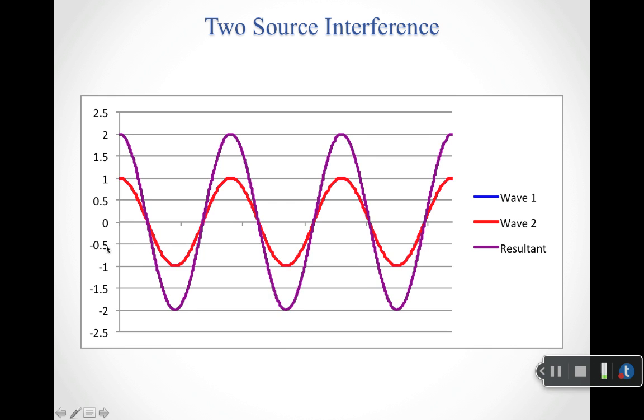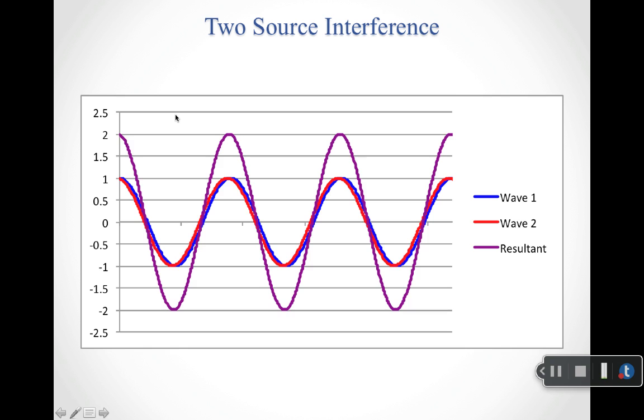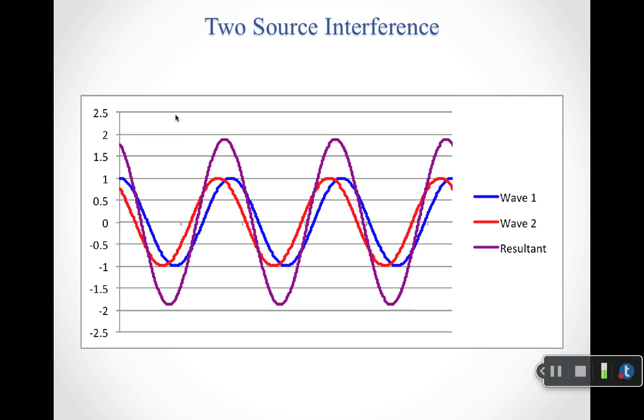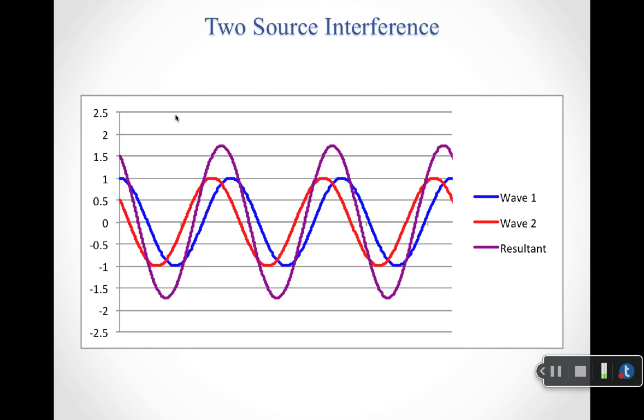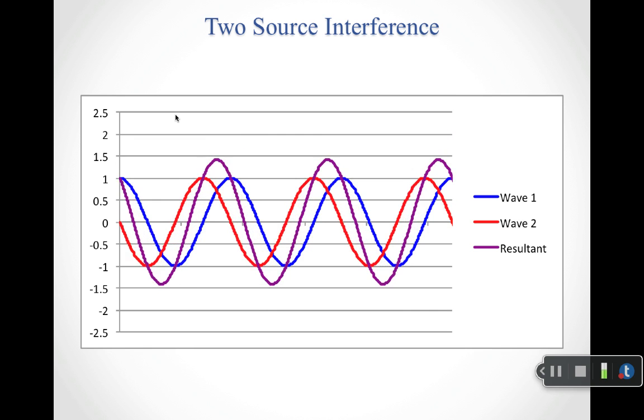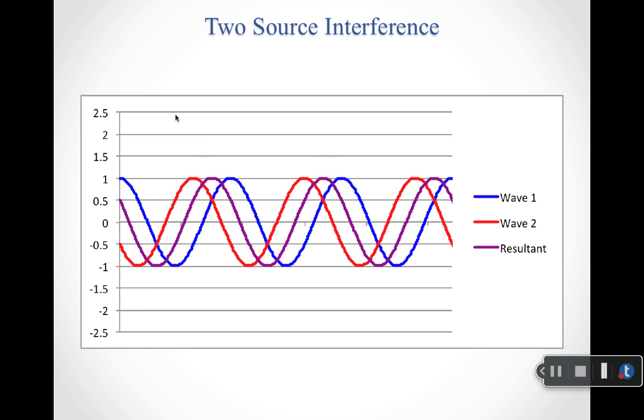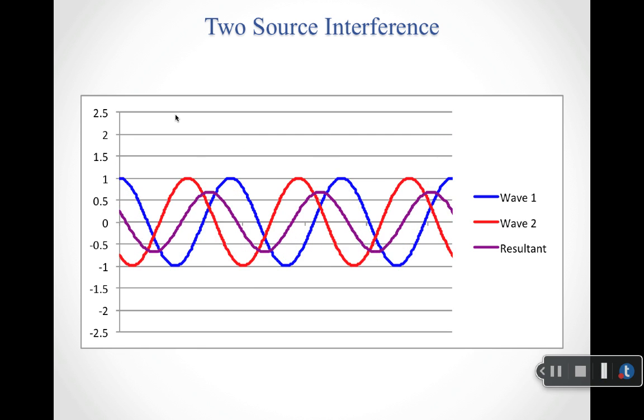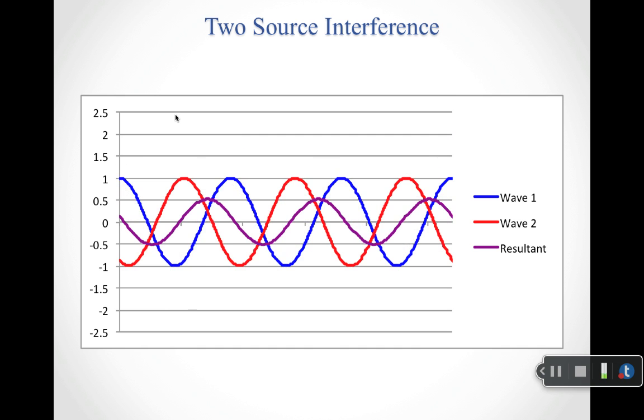Let's say the scale is in meters, so I had two waves that had a 1 meter amplitude, and the resultant wave is 2 meters in amplitude. Well, as I start sliding one of them relative to the other, notice what happens to the amplitude of the resultant wave. It's decreasing.